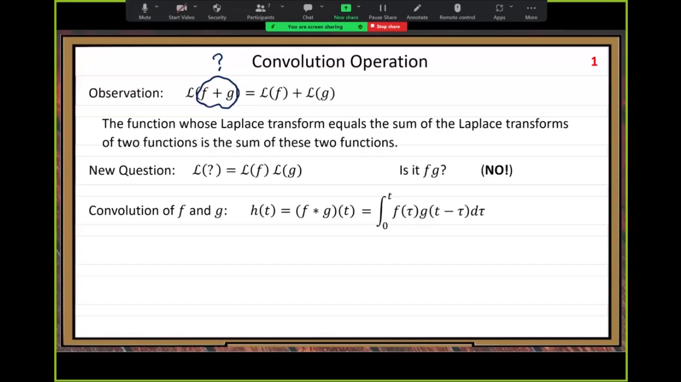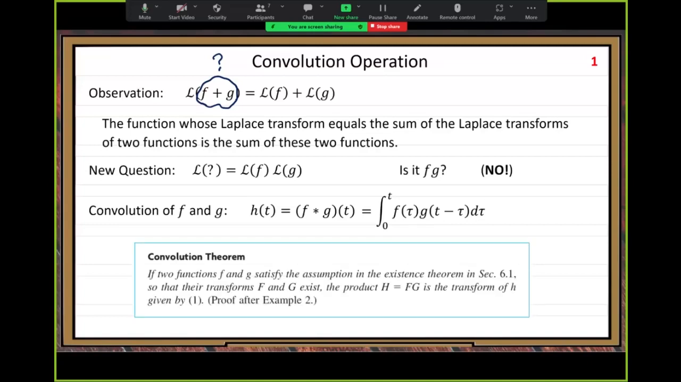In signal processing, the digital version of convolution is derived from this original definition. You will also learn convolution there, but that's digital convolution. Here, it's the continuous convolution. Now, if you do this operation, then this H function is the answer to the question mark H.